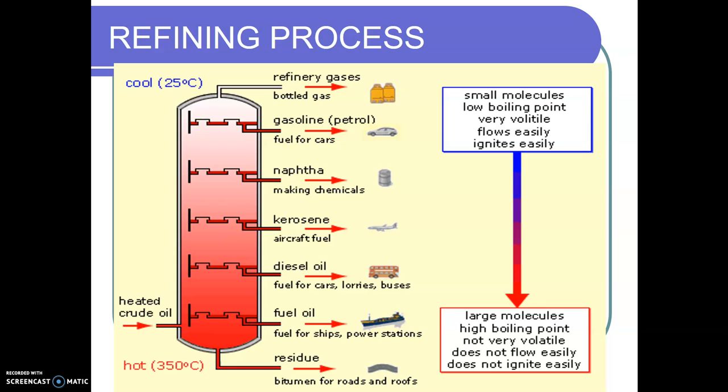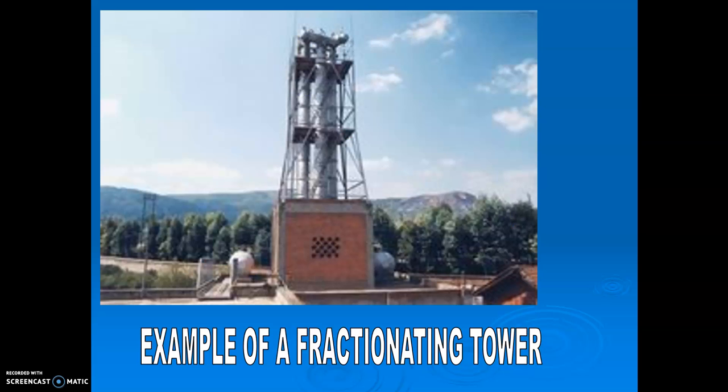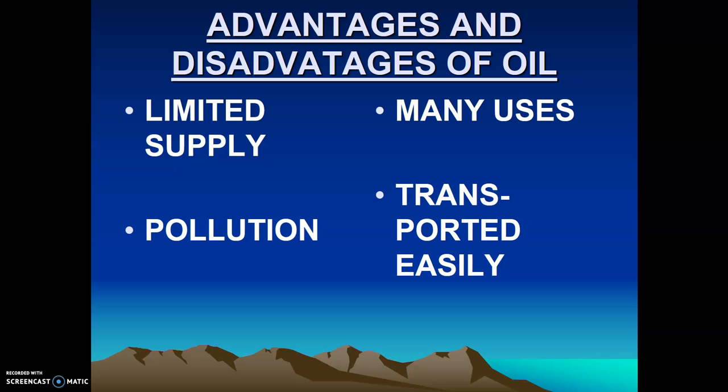Okay, this would be the inside of a fractionating tower. You see, as gases rise, they change into fuel oil, diesel, kerosene, naphtha, and gasoline. At each level, certain vapors are going to condense. Here's an example of a large fractionating tower. This is what you would see at an oil refinery.